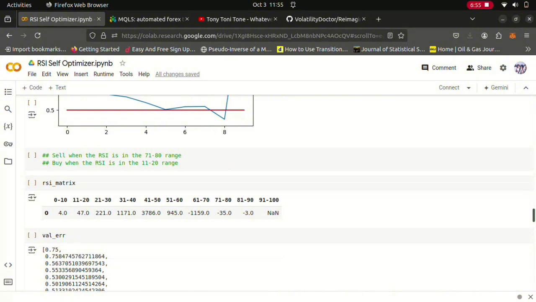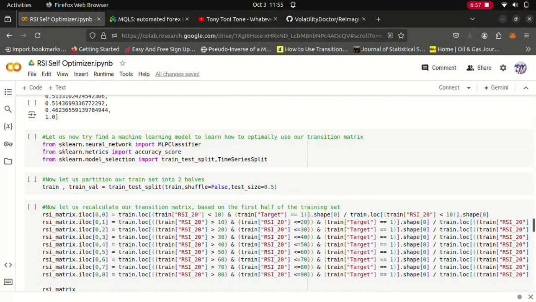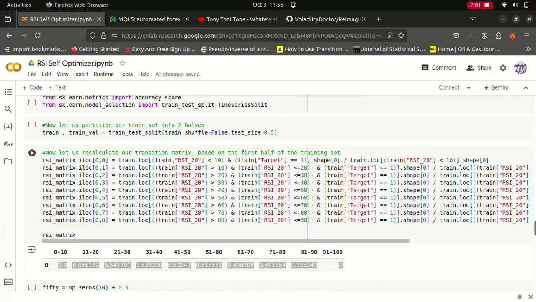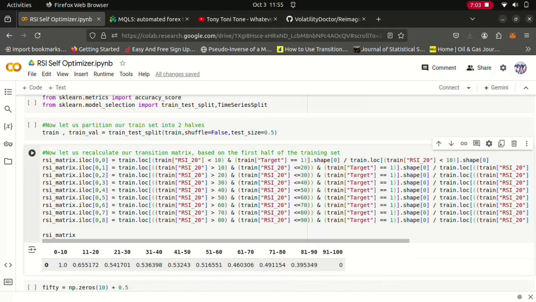I just have to remember that you can't see the mouse in the video. Okay, so these are our accuracy levels on the different groups.